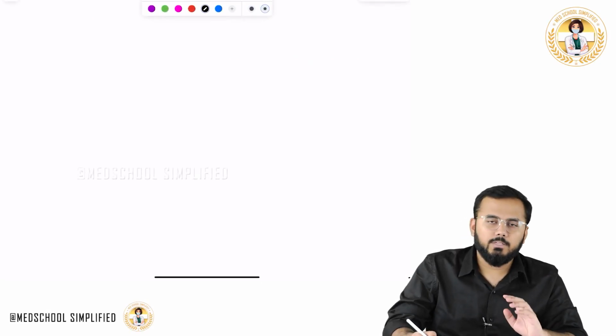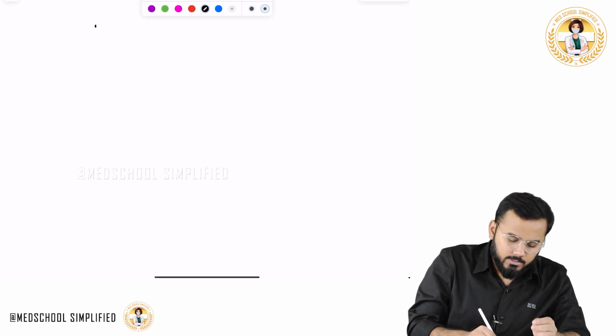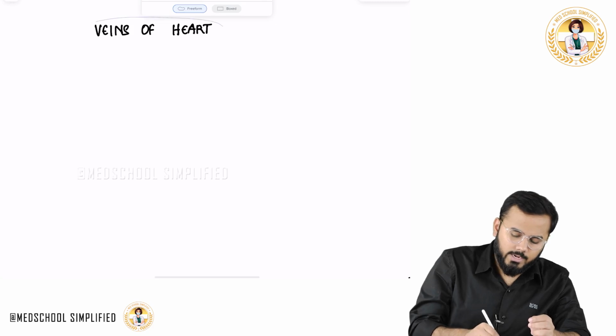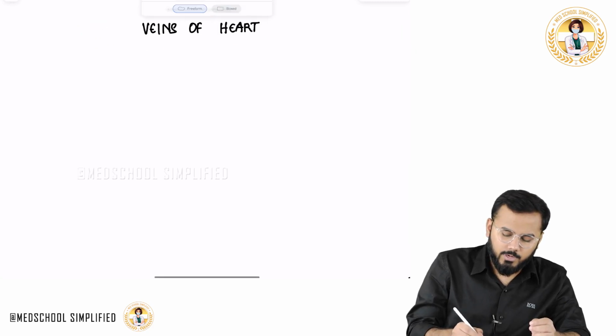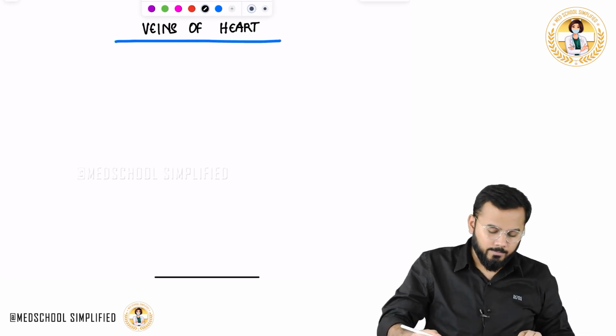Hello guys, so now we shall be discussing the veins of the heart, the venous drainage of the heart. Regarding these veins of the heart, first of all let me draw the picture and then explain what the different kinds of veins located in the heart are.